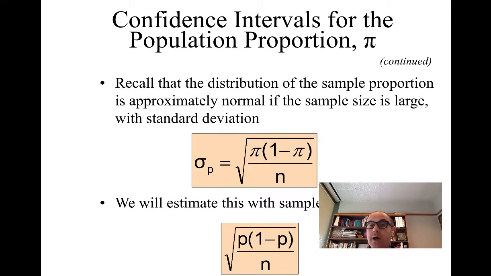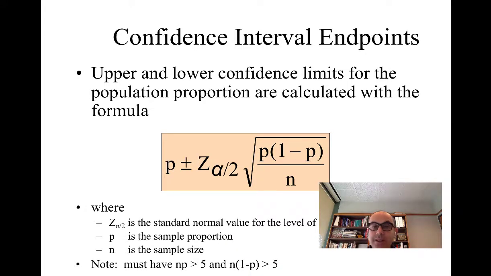I want you to record the distribution of the sample proportion, and we will estimate this with simple data. In this case, the upper and lower limits of the population proportion are calculated with this formula: p hat plus or minus z sub alpha over 2 multiplied by the square root of p hat times 1 minus p hat divided by n.